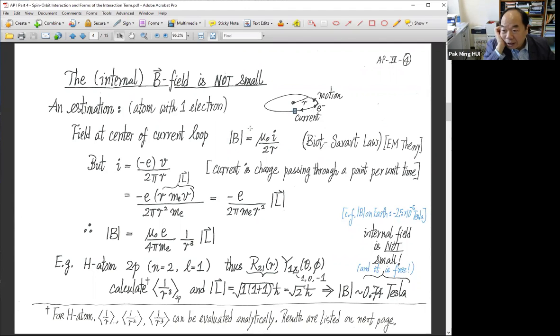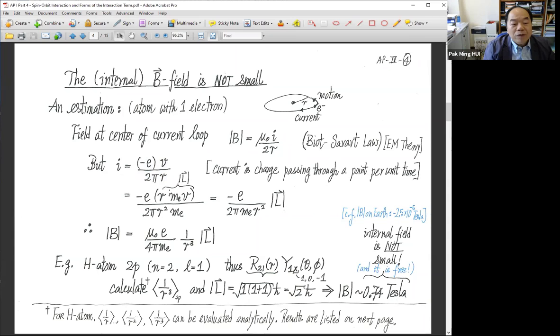So that is related to how fast the electron moves, and how many times per second: the velocity, the speed, divided by the circumference. It is how much time the charge takes to pass through one point. So there's a charge minus e. So this will be the current.